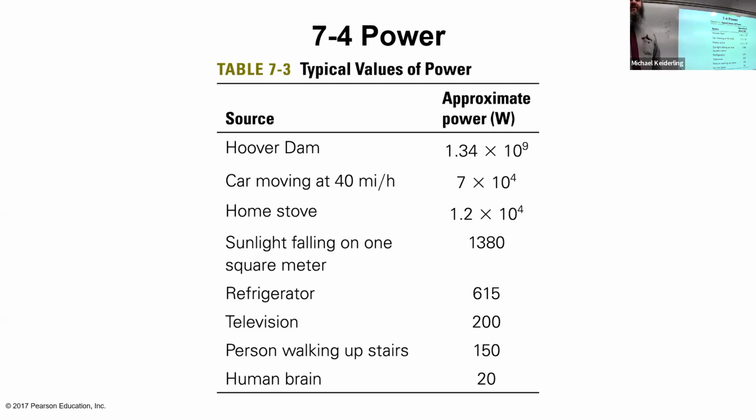A refrigerator has a power of 615 watts. Television is about 200 watts. A person walking up the stairs is using about 150 watts. A human brain uses about 20 watts, but it is always doing that.